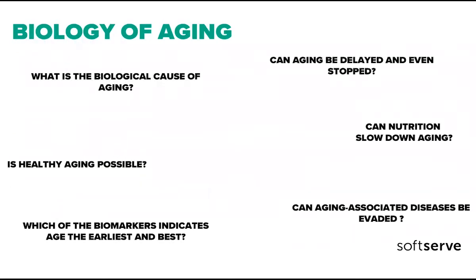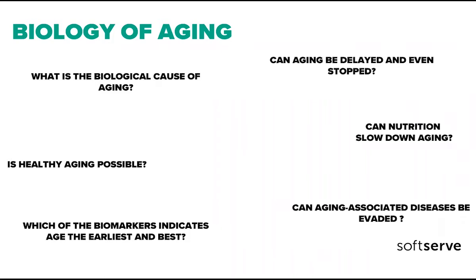So first of all, personally, I for a long time thought that aging is an inevitable process, and I thought how can I deal with it? But while I was thinking, many other people were actually doing something. They did lots of research on what is the biological cause of aging, can aging be delayed or even stopped? They thought about is healthy aging possible, because we are not unhappy just because aging exists, but because it causes many related problems.